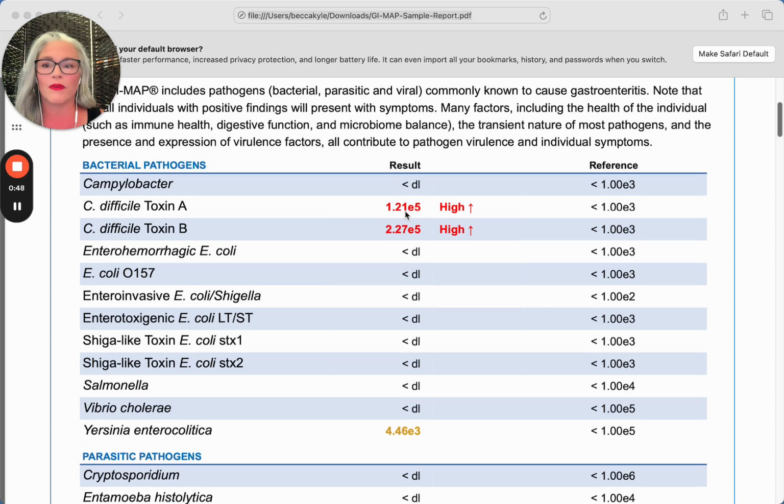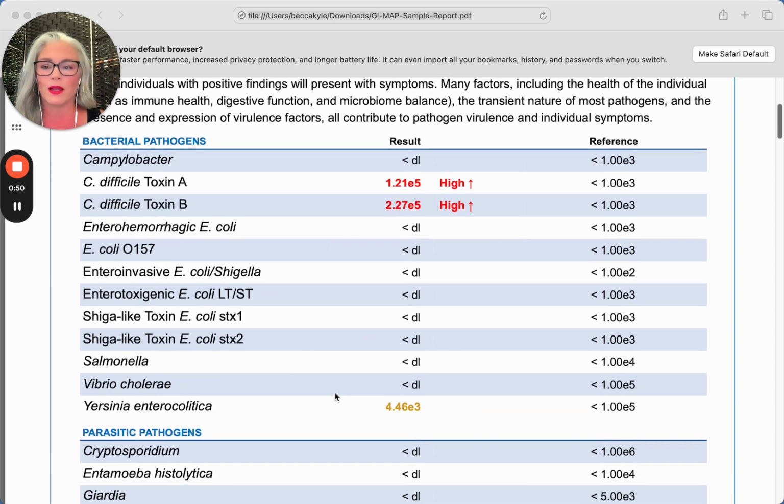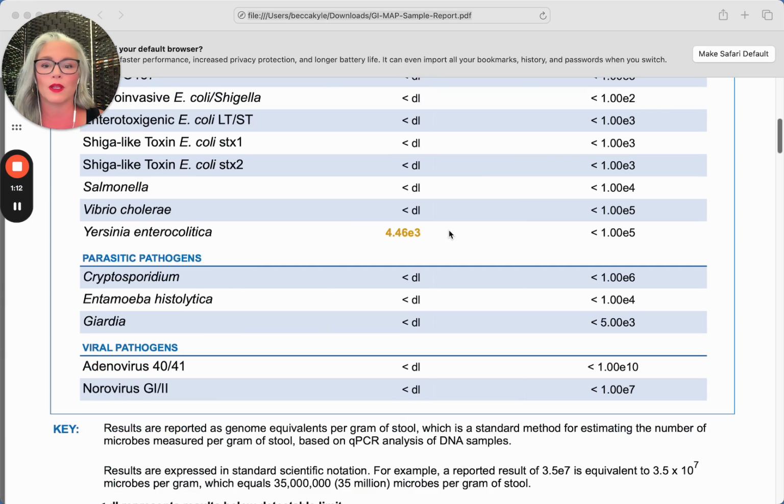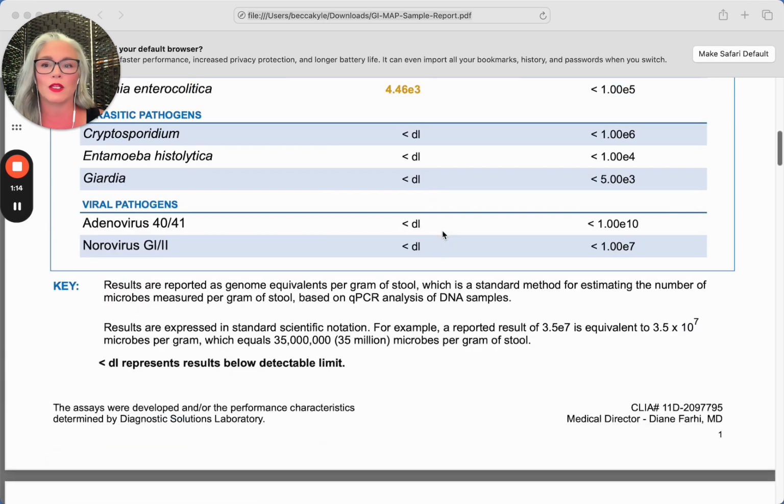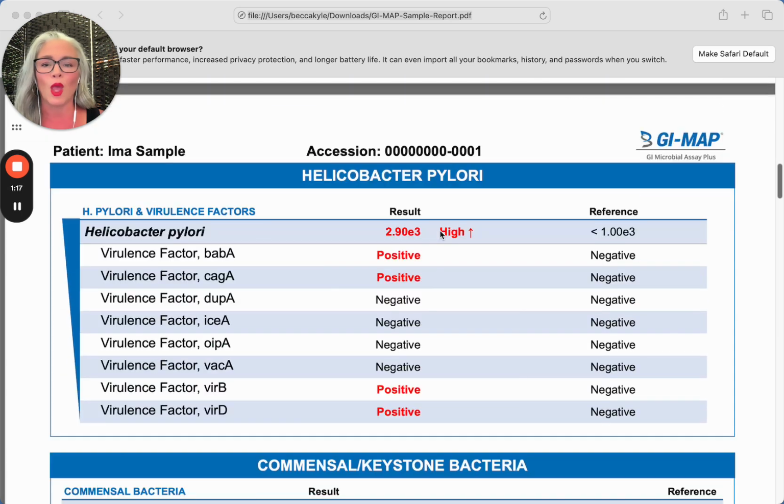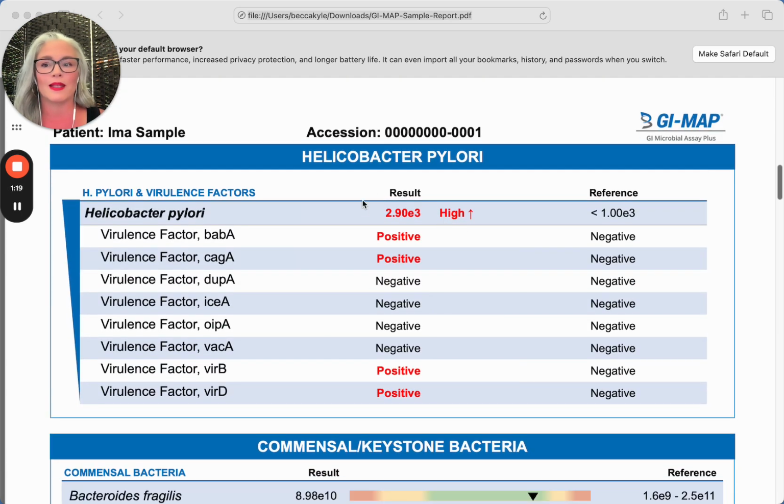So we've got some C. diff toxins here, and we've got some of this other bacterial pathogen in moderate amounts. You'll see it's in yellow. Now, a lot of these are actually transient, and you may be exposed to something like food poisoning, for example. Sometimes they're not so transient, and we have to actually create a protocol to be able to take care of this. So for this, I would do a C. diff protocol, absolutely.